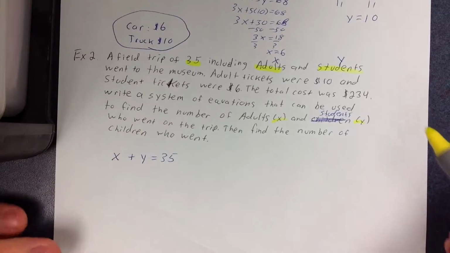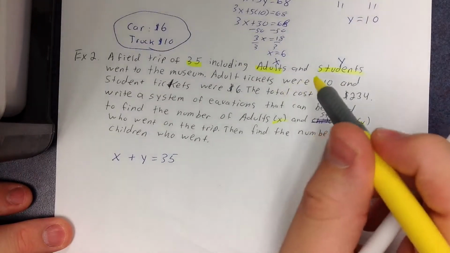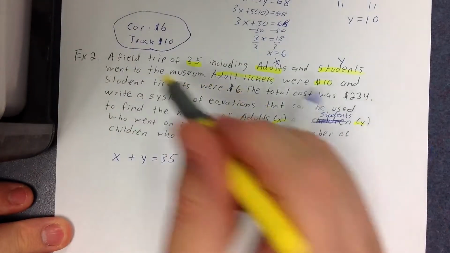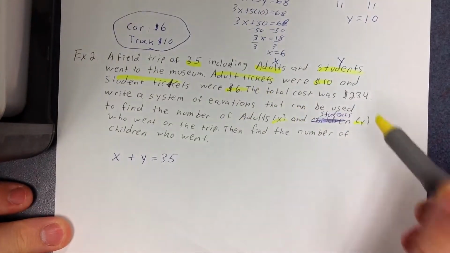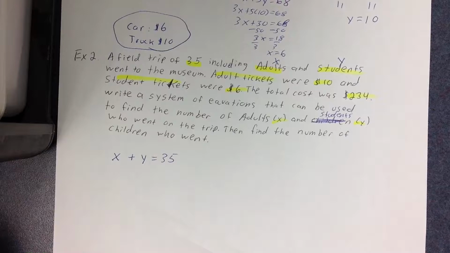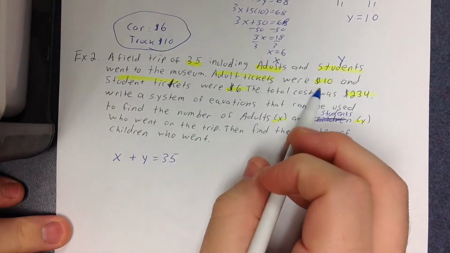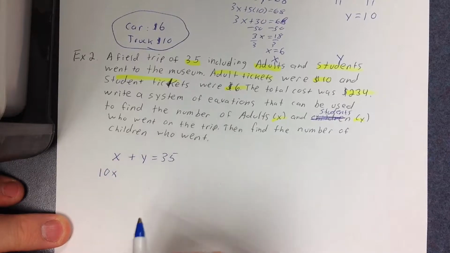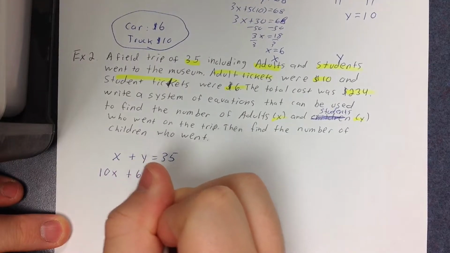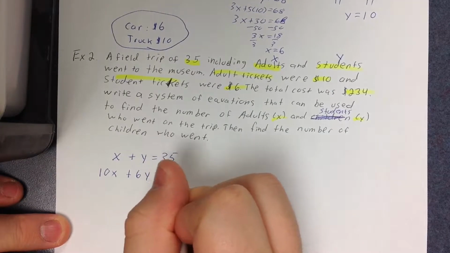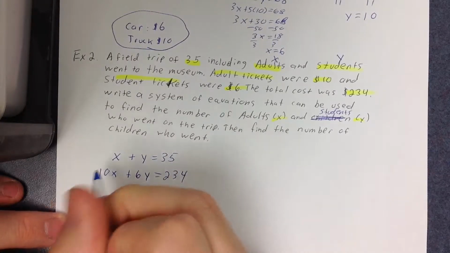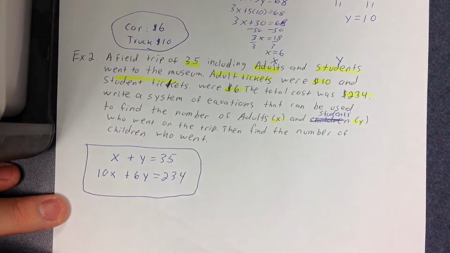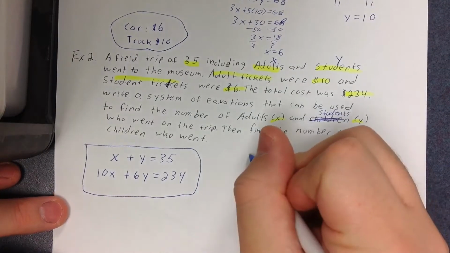The second deals with how much they spent. It says adult tickets were $10, student tickets were $6, and they total spent $234. So $10 for every adult, so 10x, plus $6 for every student equals 234. So here's my system that I'm dealing with. Now I just have to solve it.